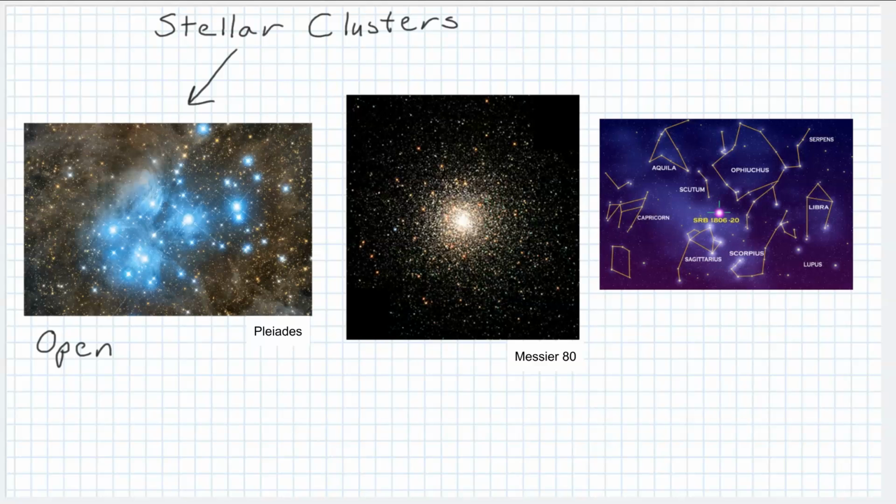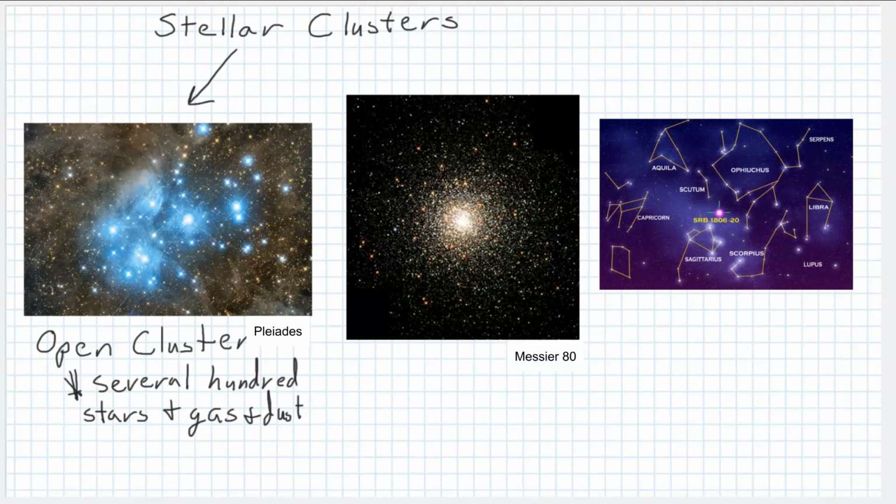So the Pleiades is one type of star cluster. It is an open star cluster. Open star clusters usually have several hundred stars. In addition to stars, they also have a large amount of gas and dust. Most open clusters are younger than 10 billion years old.